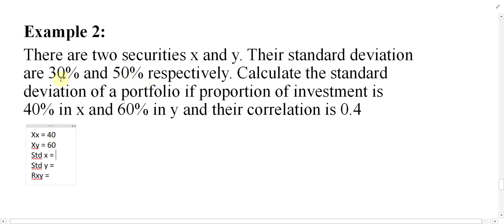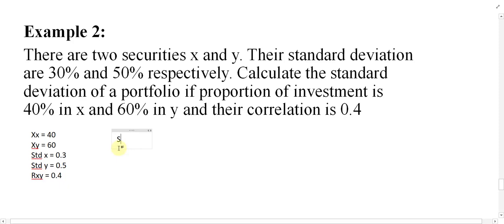What is the risk of X? Risk of X is 30%, and instead of 30, you can take 0.3, right? Risk of Y. How much is risk of Y? 50%. Again, you can take 0.5. And what is our coefficient of correlation? Coefficient of correlation is 0.4, right? Again, you have to apply the previous formula.